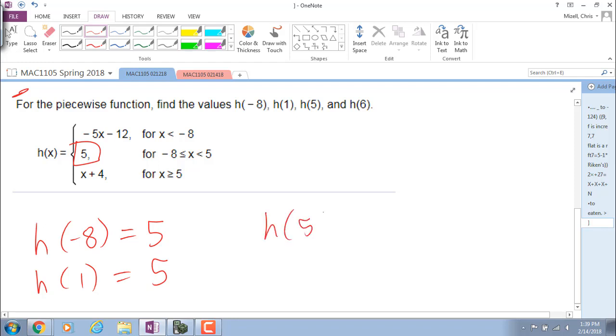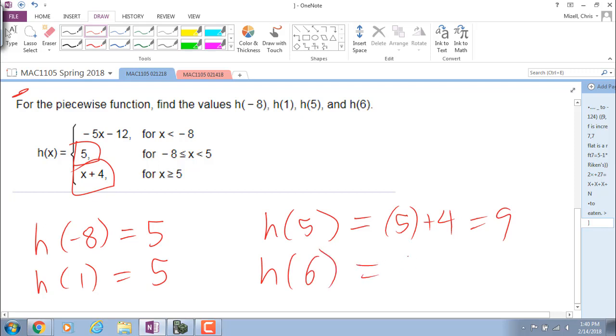How about H of 5? 5 is not in the middle interval anymore. 5 is greater than or equal to 5. So just barely in that last one. So how do we find H of 5? We add 4, yes. 5 plus 4. That's 9. And H of 6. 6 plus 4 equals 10.